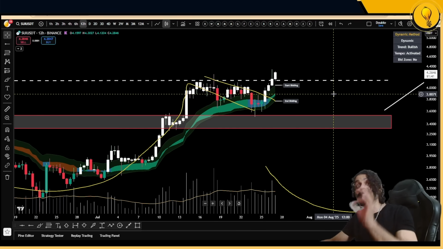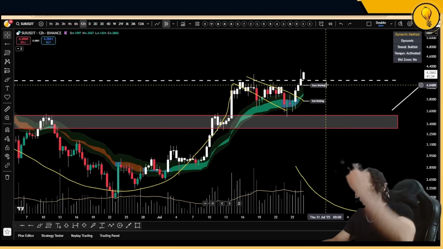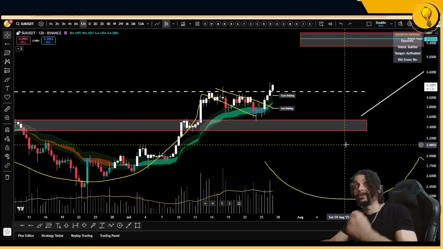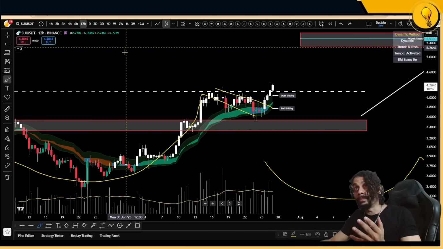$3.87 is where you guys need to be looking for your 12-hour candles to close above. Now, yes, we may not even come back down there, which is why you get your startup position. So how do you manage this? You can do it one of two ways, depending on how aggressive you want to be on this trade. Let's say you have a position size already predetermined at P.